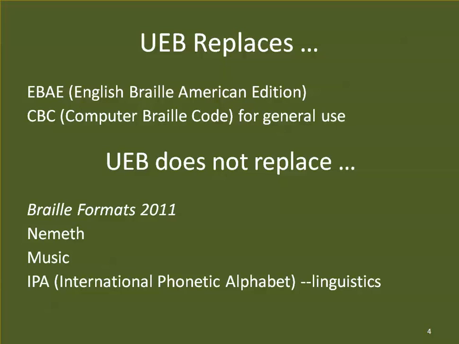UEB replaces, of course, the old code, which was called English Braille American Edition, EBAE for short. It also, for the most part, replaces computer Braille code. For most of us, we only use computer Braille code for, say, email addresses, website URLs, directory addresses, that sort of thing. And so for that, we will not be using computer Braille code anymore. But if you're talking about computer programming, actually learning a programming code or computer studies, computer Braille code is still around. It hasn't been completely abolished.